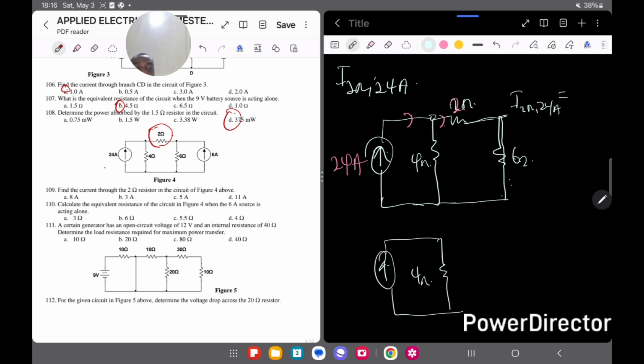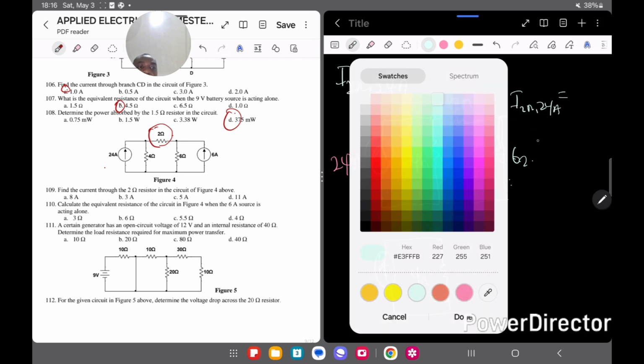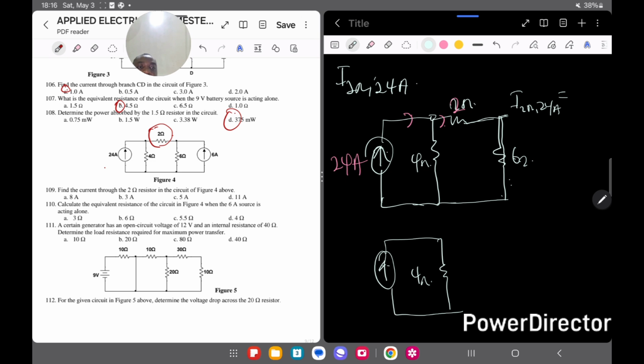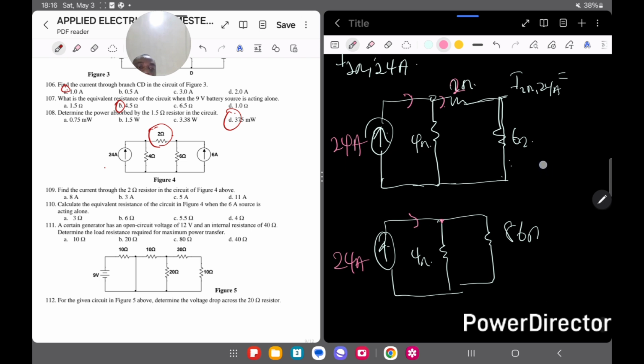This one is 4 ohms, but here, because these two are in series, 2 plus 6 is going to give me 8. So now I have my current source here, which is 24 amps. Meaning at this node, the current entering is just 24 amps.